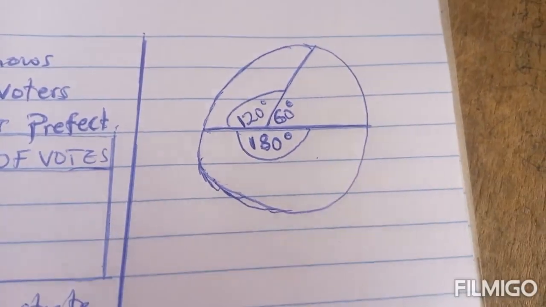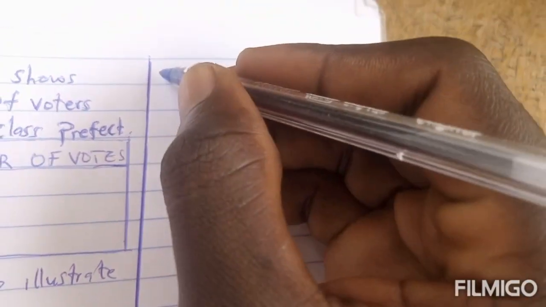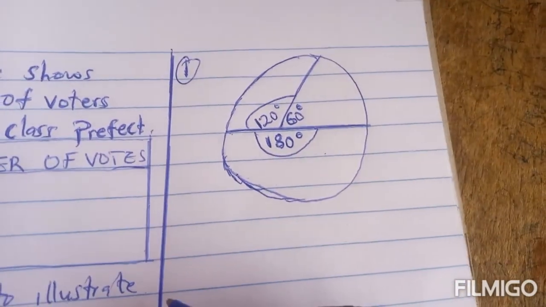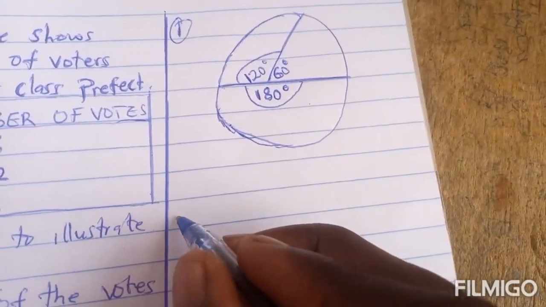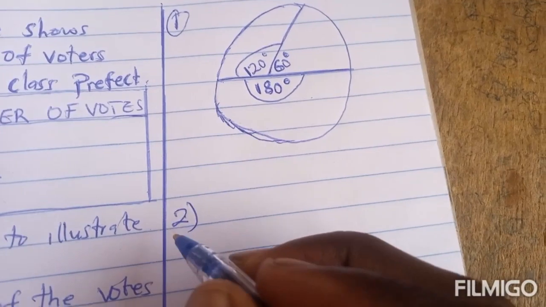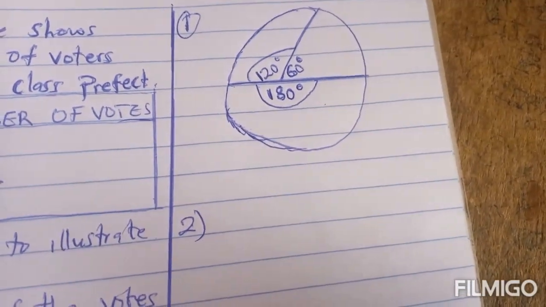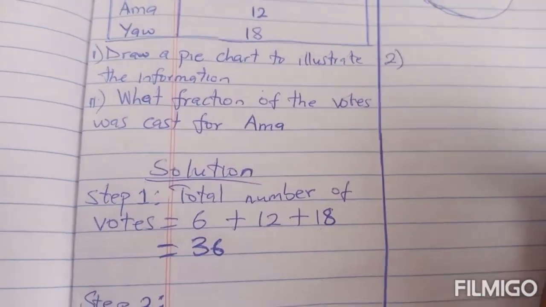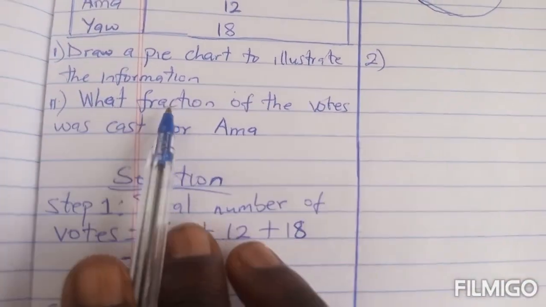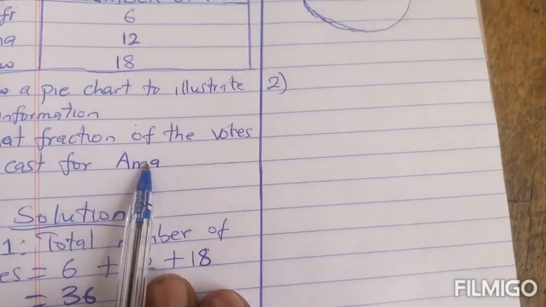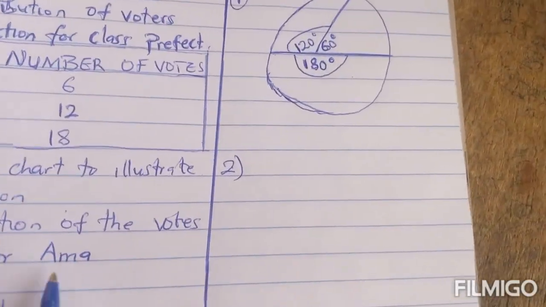So the question one said we should draw the pie chart. So let's name this one as question one. So let's move on to question two. Question two says, what fraction of the votes was cast for Ama? So we are coming to look at Ama's fraction.